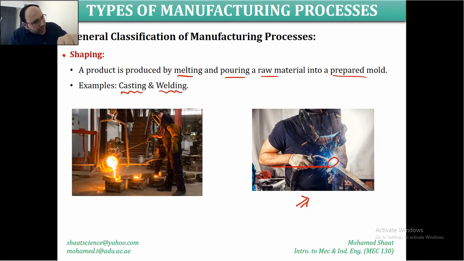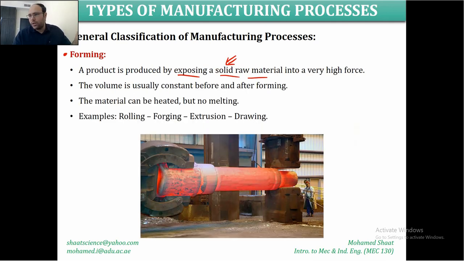But if melting is going to happen to the raw material, this indicates that you are doing shaping, not forming. So forming involves exposing the material to a very high force in order to change its shape. We said that if you change the shape, this will be counted as a manufacturing method. So forming is any manufacturing method that requires changing the shape of the material while it is in the solid state.